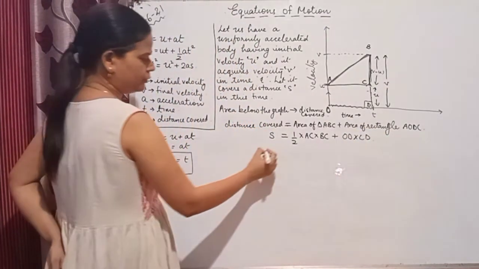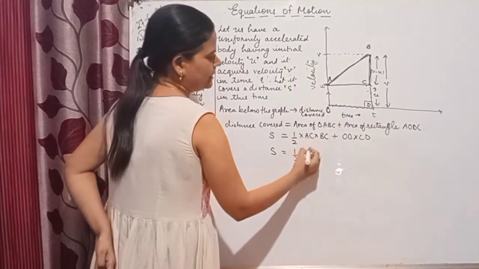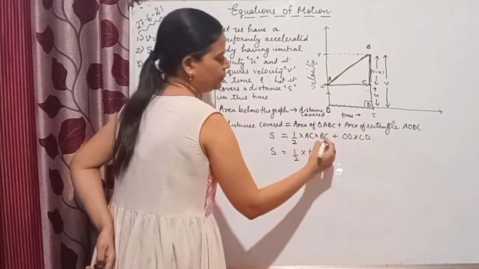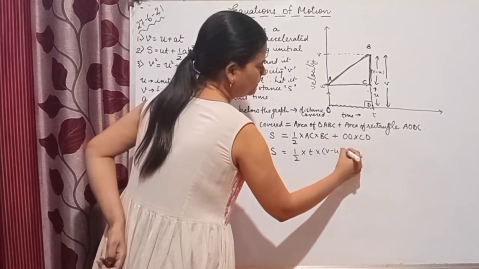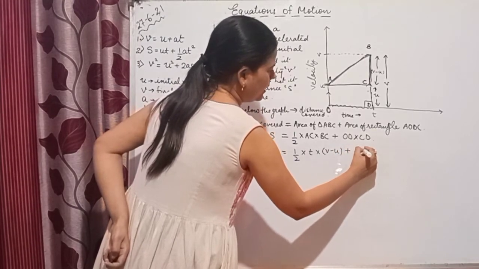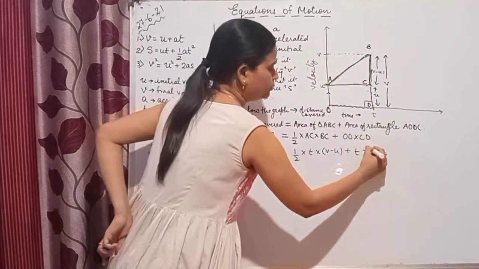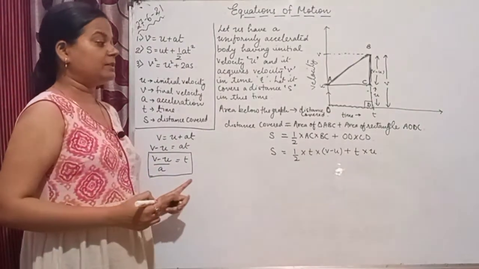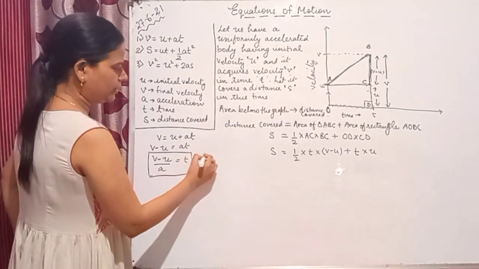Now place the values. S is equal to 1 by 2 into AC. AC is T. Into BC. BC is V minus U. Plus OD. OD is again T. And CD. CD is U. So now we are going to place the value of T in this equation. Mark this as equation number 1.